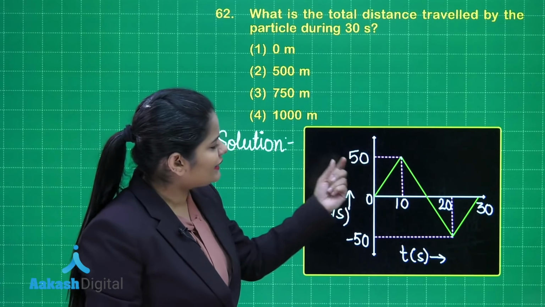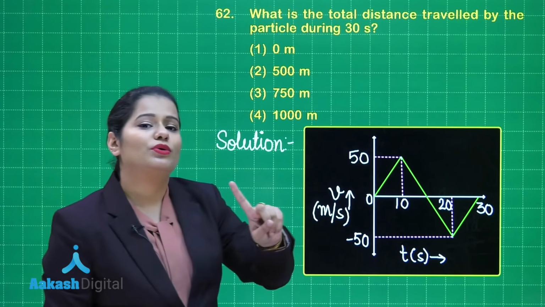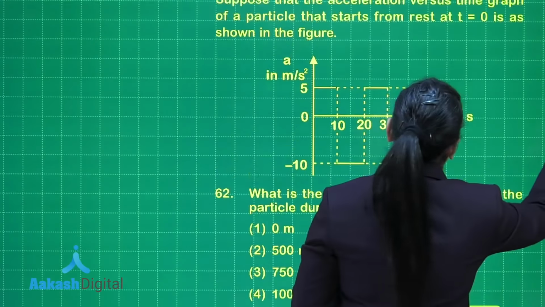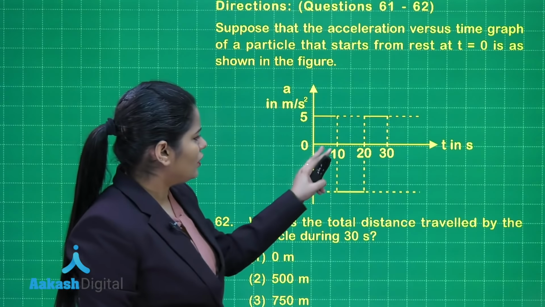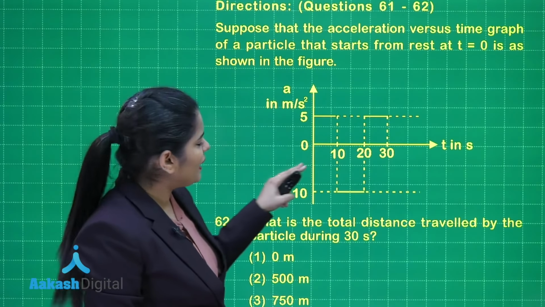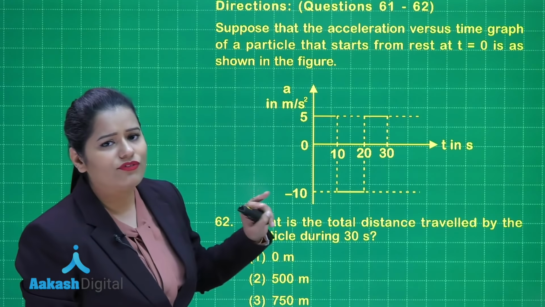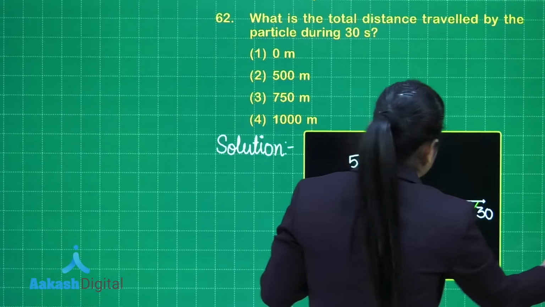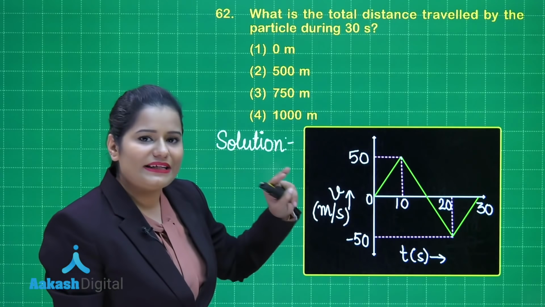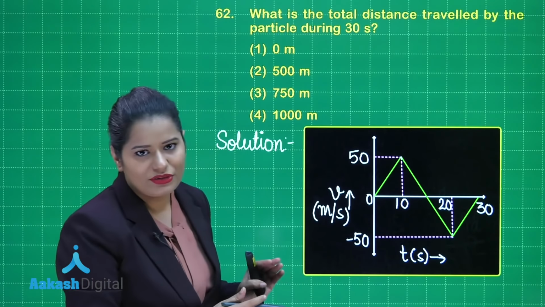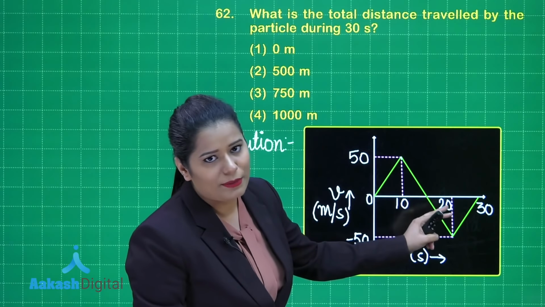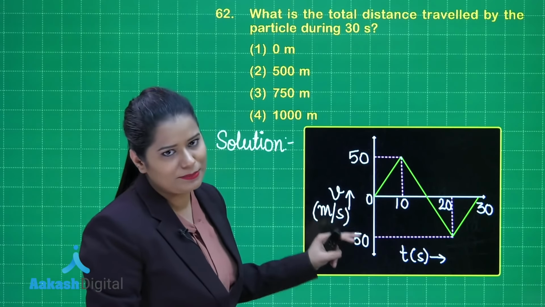Now for 10 to 20 seconds, the particle was moving with a negative acceleration of minus 10, and you can have a look at this AT graph again. In between 10 to 20 seconds, the particle is moving with a negative acceleration of 10 meter per second square. So if you calculate the area under the AT graph for that time interval, the particle's velocity at the end of 20 seconds will come out to be minus 50 meter per second.